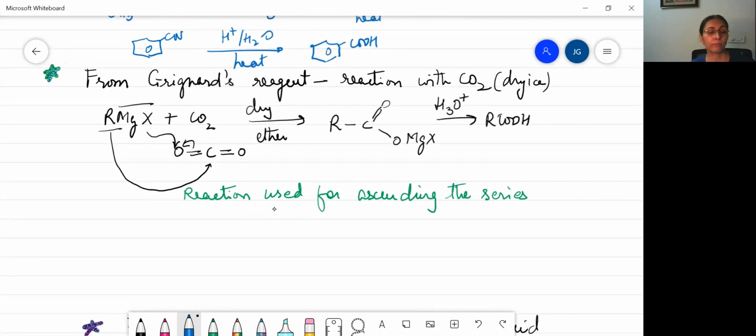The next method is we can prepare it by using Grignard's reagent. That is, we treat Grignard's reagent with carbon dioxide.